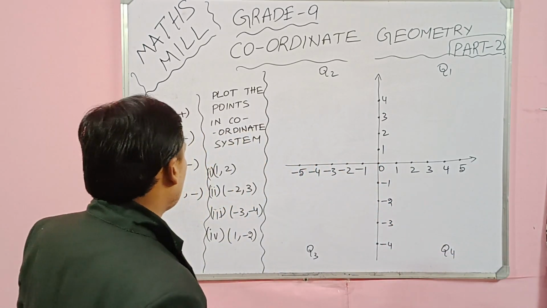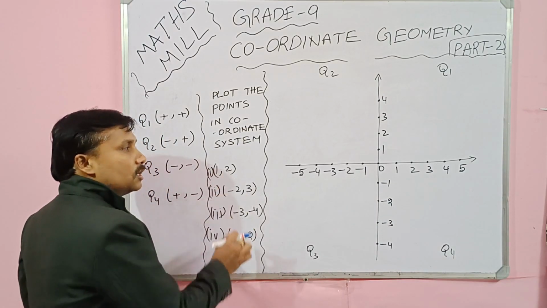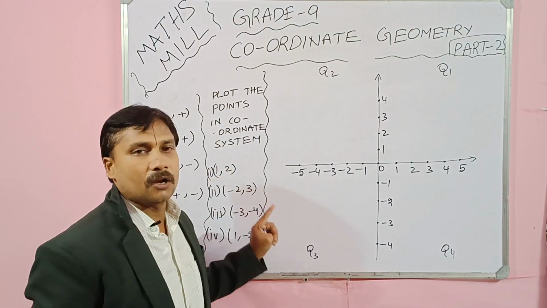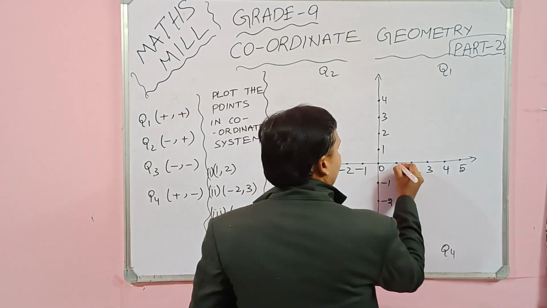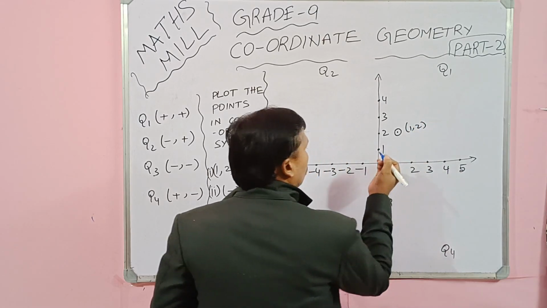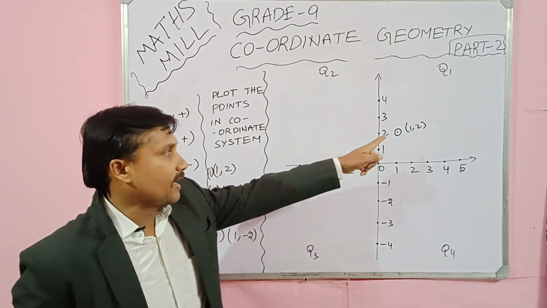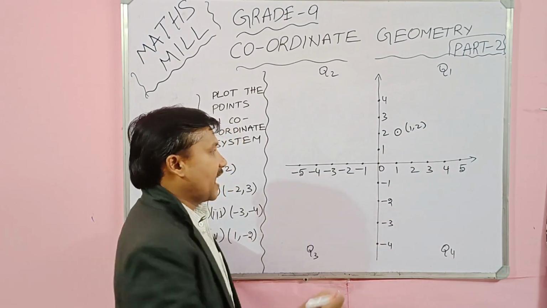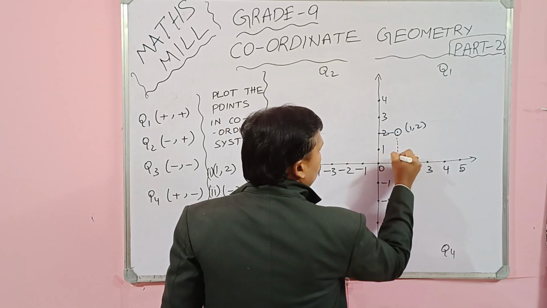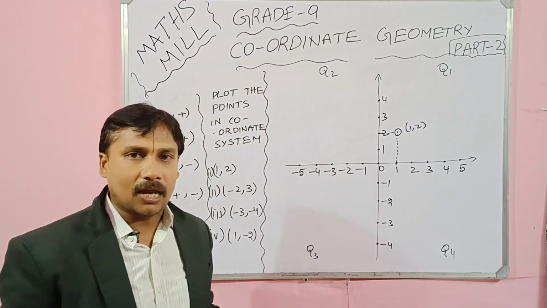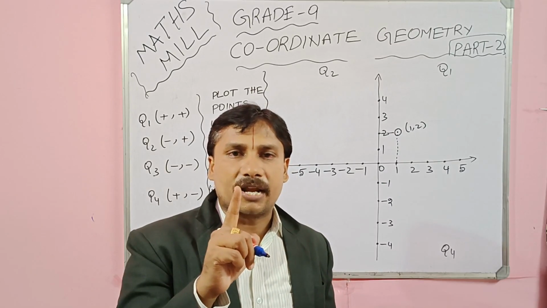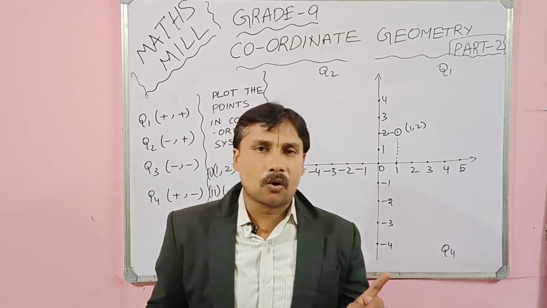For example, if you want to plot the point 1 comma 2, we have to identify this 1 on the x-axis and this 2 on the y-axis, and where they meet, the point will come here. It is called 1 comma 2. As I said, 1 is the distance from the y-axis. If you observe, this is a distance of 1 unit, and this is 2 units. Again, the distance from the y-axis is the x coordinate, and the distance from the x-axis is the y coordinate.